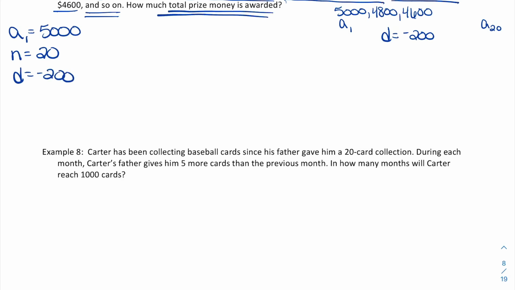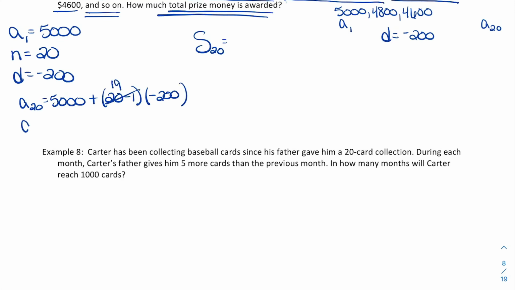How much total prize money is awarded? So we actually want s sub 20. So I don't have the 20th term. I can use the longer formula, but I'm going to get the 20th term. So a sub 20 would be 5,000 plus 20 minus 1 times negative 200. So that's 19. And that means a sub 20, the person in 20th place, is going to get $1,200.